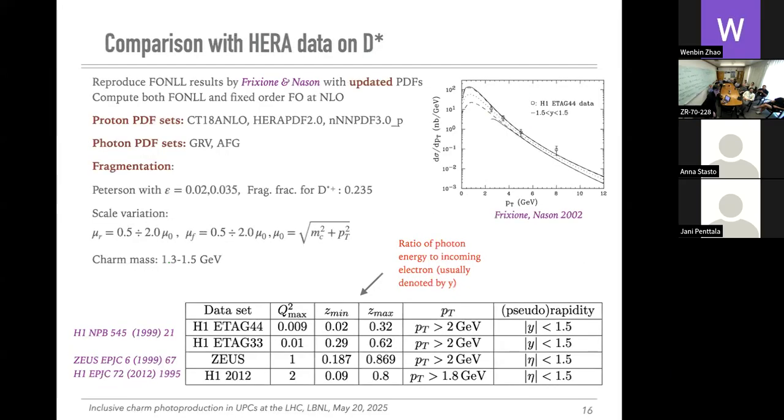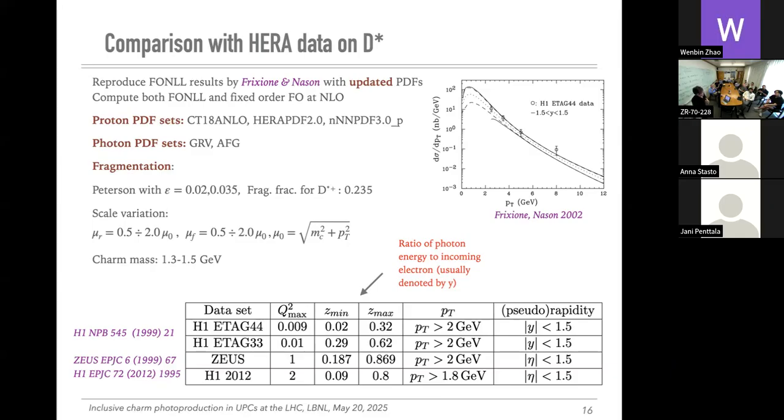Okay, anyway, I think we should not distract too much. Let me show you the comparison with the HERA data, because that's interesting in itself. I have to get to LHC. So we reproduce the results by Frixione-Nason with updated PDFs. These are the types of PDFs that we tried, the different photon PDFs. This is another story, the parton in the photon. We use some older things, and this has to be looked at. And then we use the Peterson function.